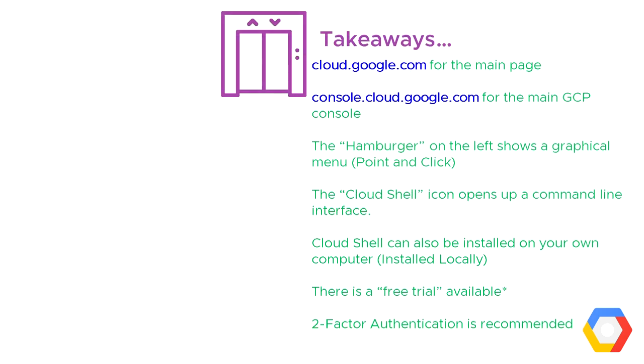So takeaways from this video: you use cloud.google.com to get to the main page. You use console.cloud.google.com for the main GCP console. And you should familiarize yourselves with the hamburger on the left-hand side that shows the graphical menu for point and click, and the Cloud Shell icon that opens up a command line interface. It's also worth mentioning that Cloud Shell can also be downloaded and installed on your own computer or installed locally. I don't cover that in this video, but it is possible to do for more advanced users. And just remember, there's a free trial available.